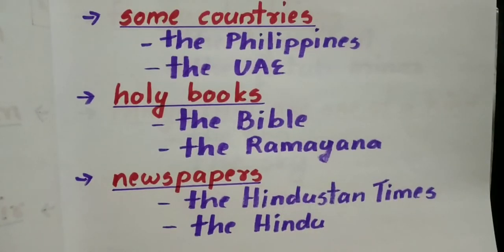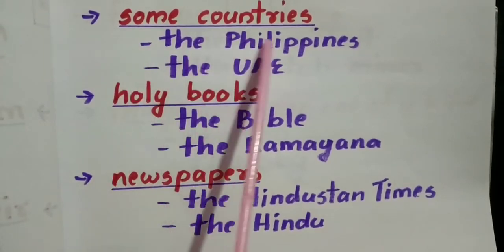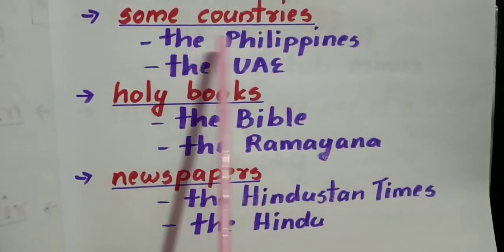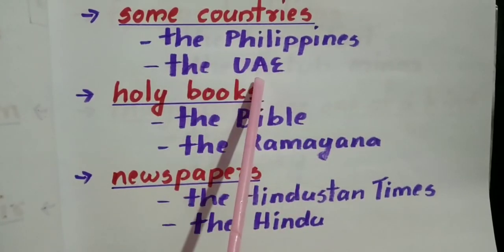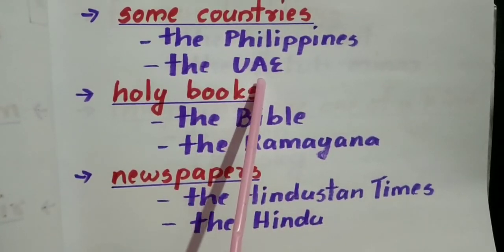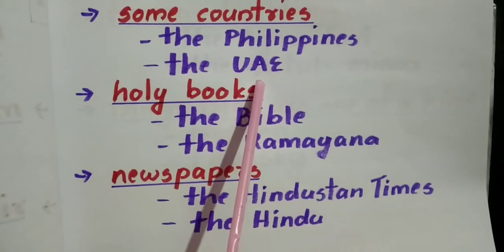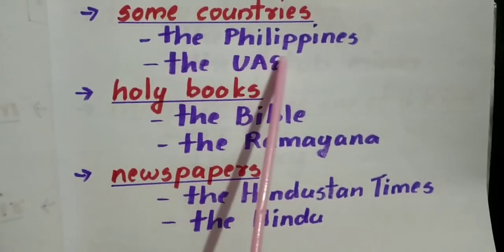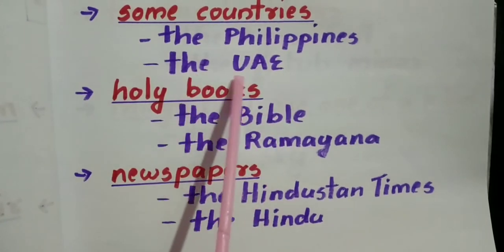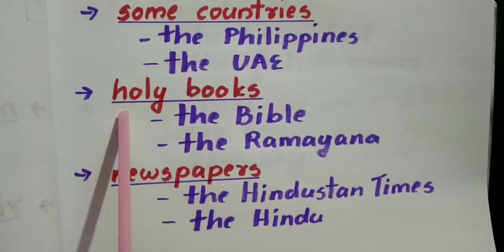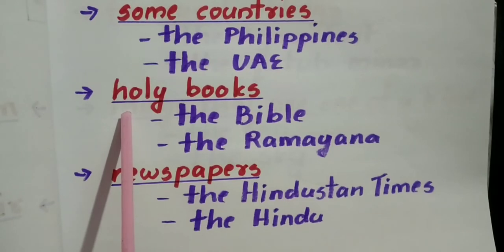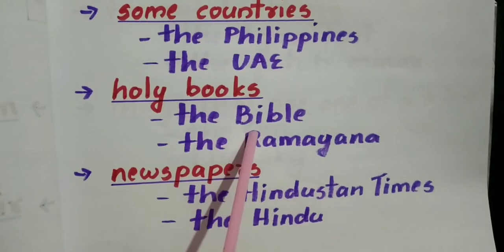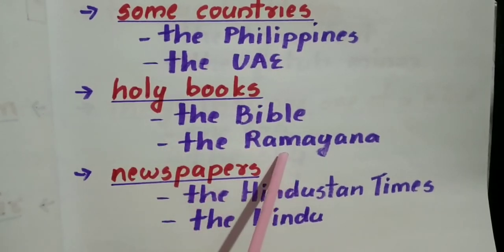Then we will use the article the with the names of some countries. Example, the Philippines, the UAE. But we don't use the article the with all the country names, but with some country names, like the Philippines, the UAE. Then we will use the article the with the names of holy books. Example, the Bible, the Ramayana.